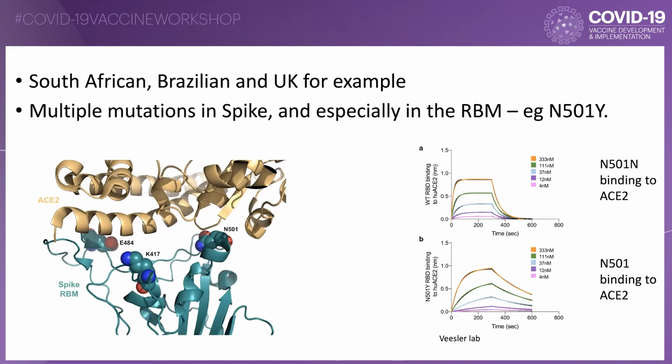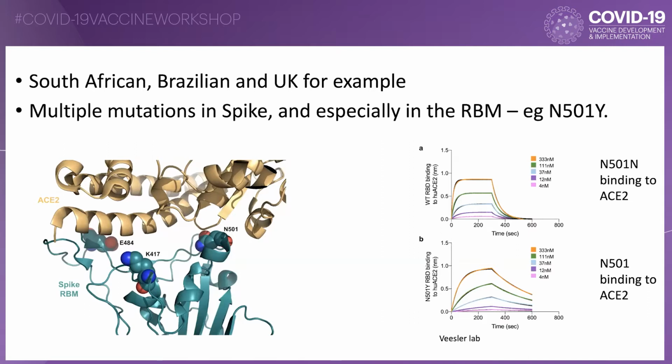And you can see that there are three key interacting residues amongst a number of others, but these are the three residues that are found in common in at least two of the emerging variants. You can see position N501 here at the top right. This makes a key contact with ACE2, as does K417 and E484. And these are mutated in the variants to N501Y, E484K, and two different mutations of 417 are observed, K417T and K417N.